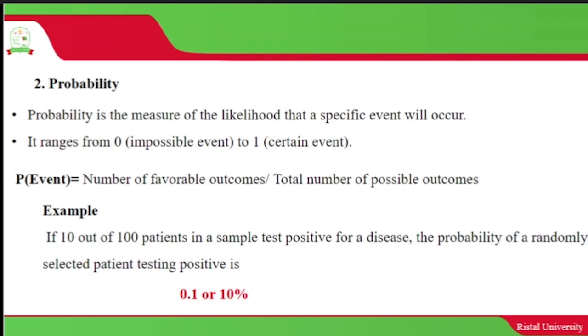Yeah. So we have a population of 1,000 patients, and 150 people have been diagnosed with diabetes. Okay, so we want to determine the probability of selecting a patient who has diabetes from this sample.